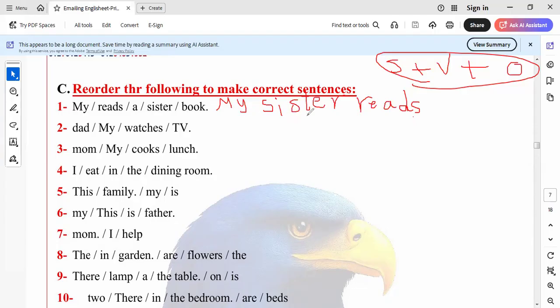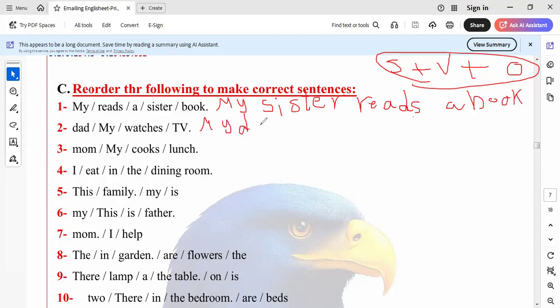So the answer will be: my sister reads a book. Let's go to another one. Here, it's to say that my dad watches TV. So the answer will be my dad.